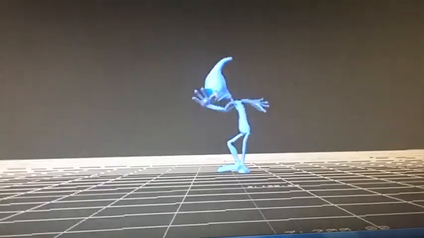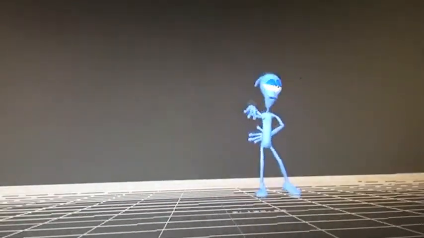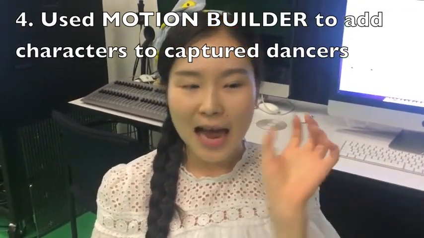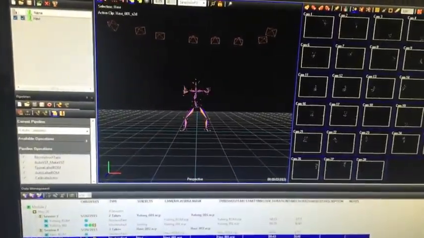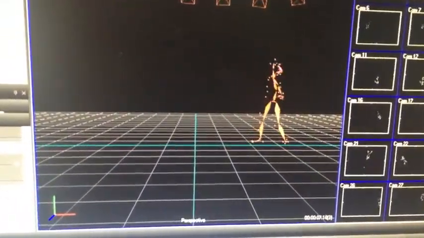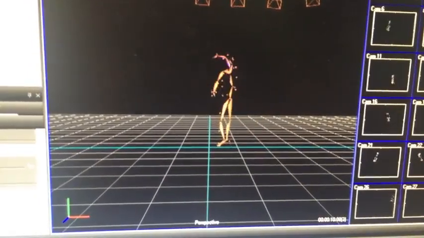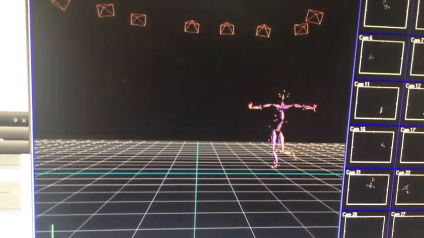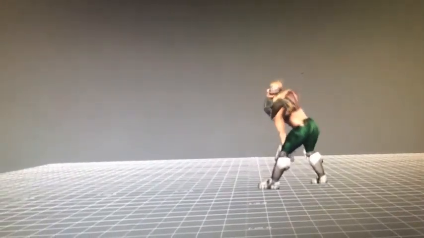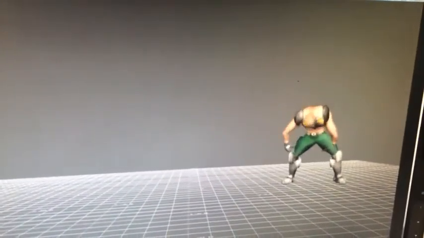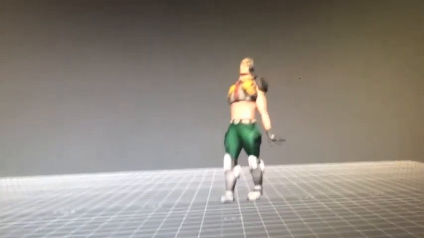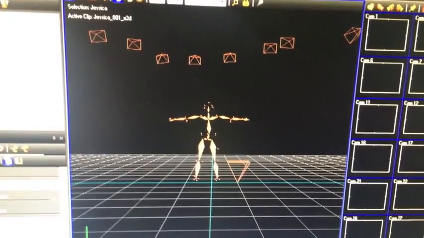Okay. This is Yulong. This is Yulong's character, or really Pepe. We use MotionBuilder and we add some characters to our dancers. This is Javi dancing. And this is Jess.